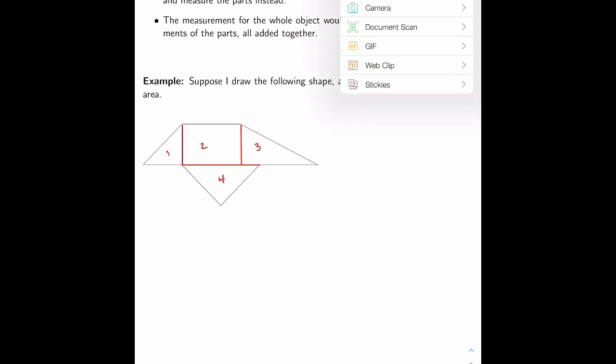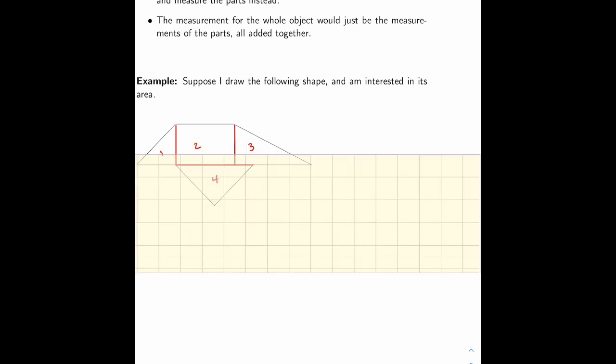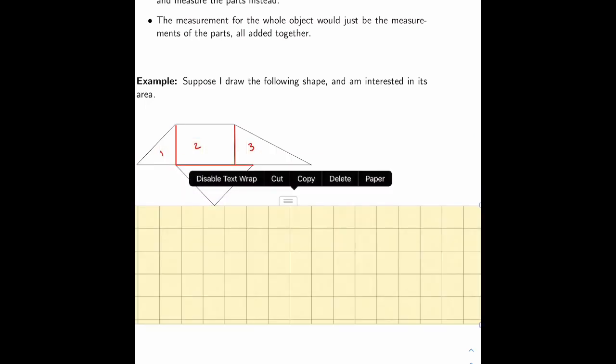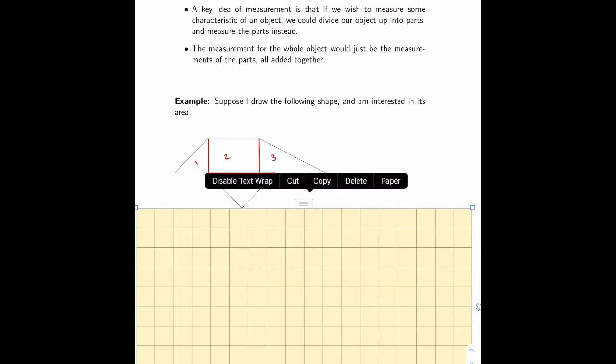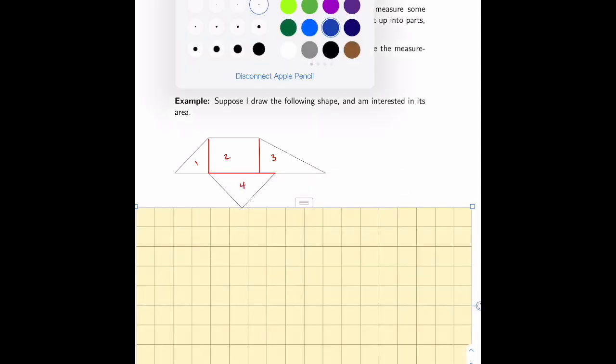So how would this look? Well, let me add in a little bit of graph paper, because most commonly in elementary school, this is how students are going to find the area of a shape like this. They're not going to be using formulas. They're most likely going to be drawing it or having it presented to them, drawn on a graph or dot paper. So let me try to replicate it roughly here.